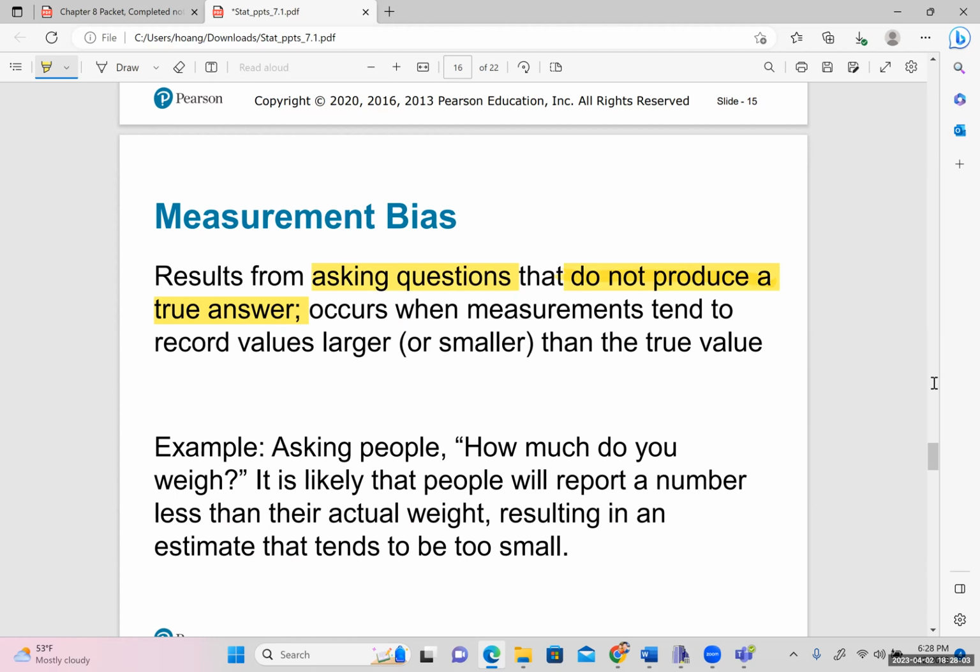It occurs when measurements tend to record values larger than the true value.